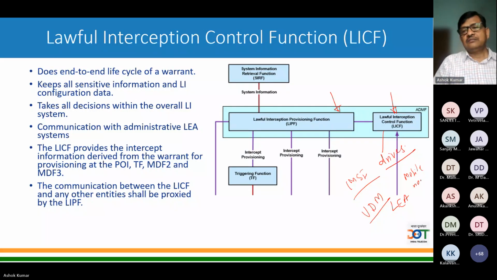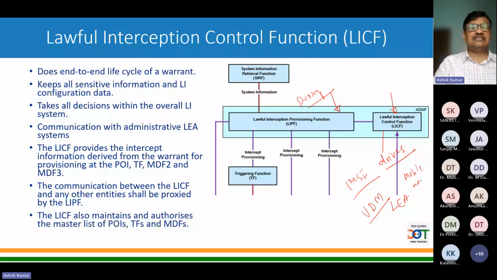But query and response with any network function will be done by LIPF. So it is a kind of proxy for LICF, the only thing being that it will not store any data. So this is about LICF.